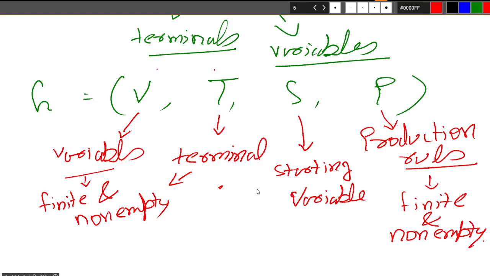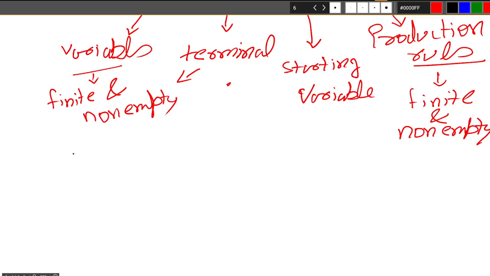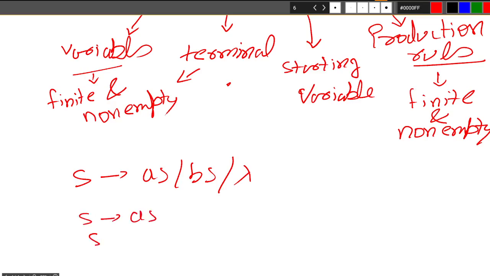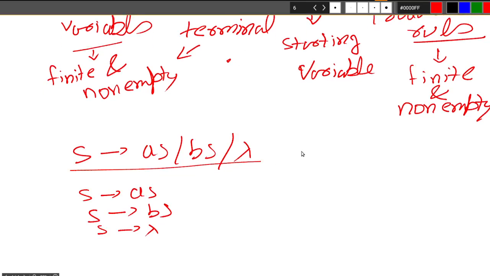Now a grammar rule, if we are writing it with the start symbol S gives aS, bS and lambda, it will mean that there are three rules here. One rule is S gives aS, S gives bS, or S gives lambda. These three rules can be written in one statement like this as one rule.